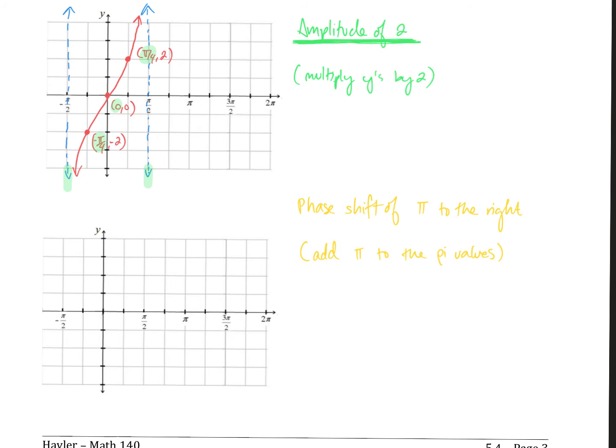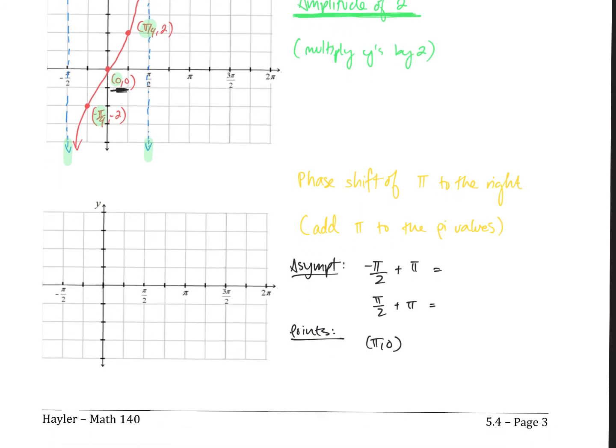So for our asymptotes, we're going to be adding pi to negative pi over 2, as well as adding pi to pi over 2. And that's going to be moving our asymptotes. Then our 0 is going to be moving. Well, the 0 is not too bad. 0 plus pi. Let me go ahead and write this down. Our points. The 0 is just going to be moved to pi, 0. Not too bad.